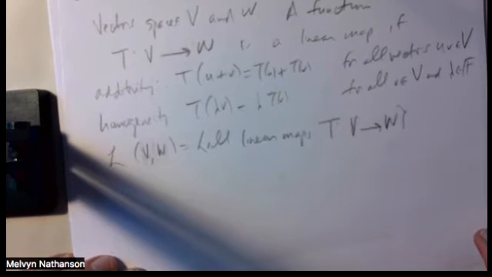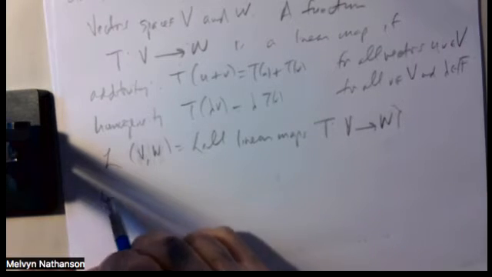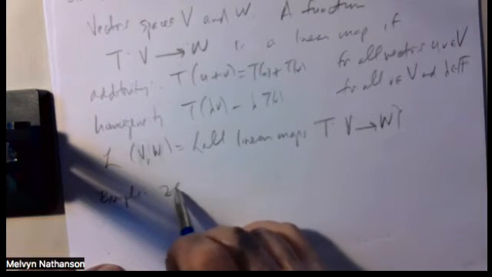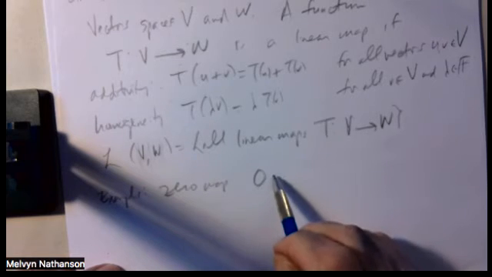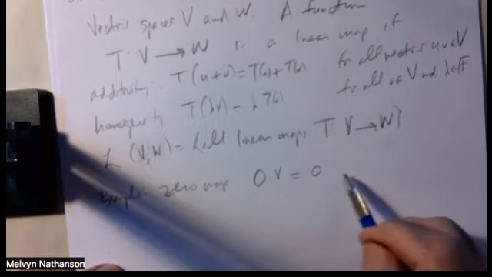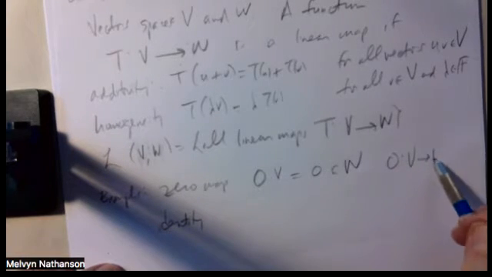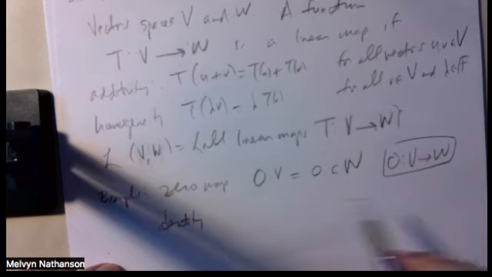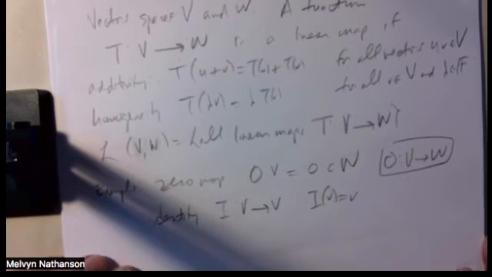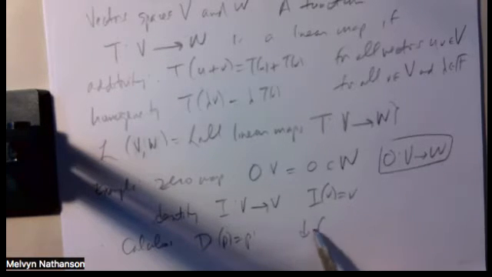And we saw many examples of linear maps. For example, the zero map. Zero applied to any vector V is the vector 0. Or the identity map. So the zero map is from any vector space to any other. And the identity map, I, from the vector space to itself, is just I of V equals V. In calculus, differentiation is a linear map.